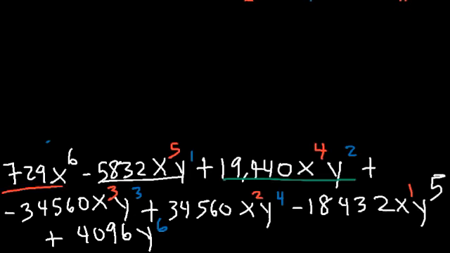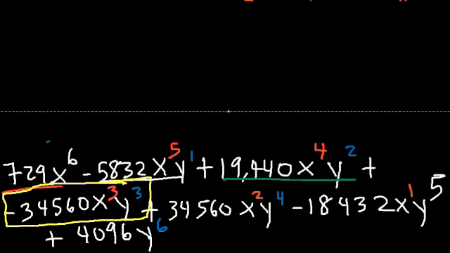It's negative 34,560 x cubed y cubed. So somehow we need to get this value. Let's see if there's an easier way to get that answer. Just make sure you write it down. So the original expression was 3x minus 4y raised to the 6th power.